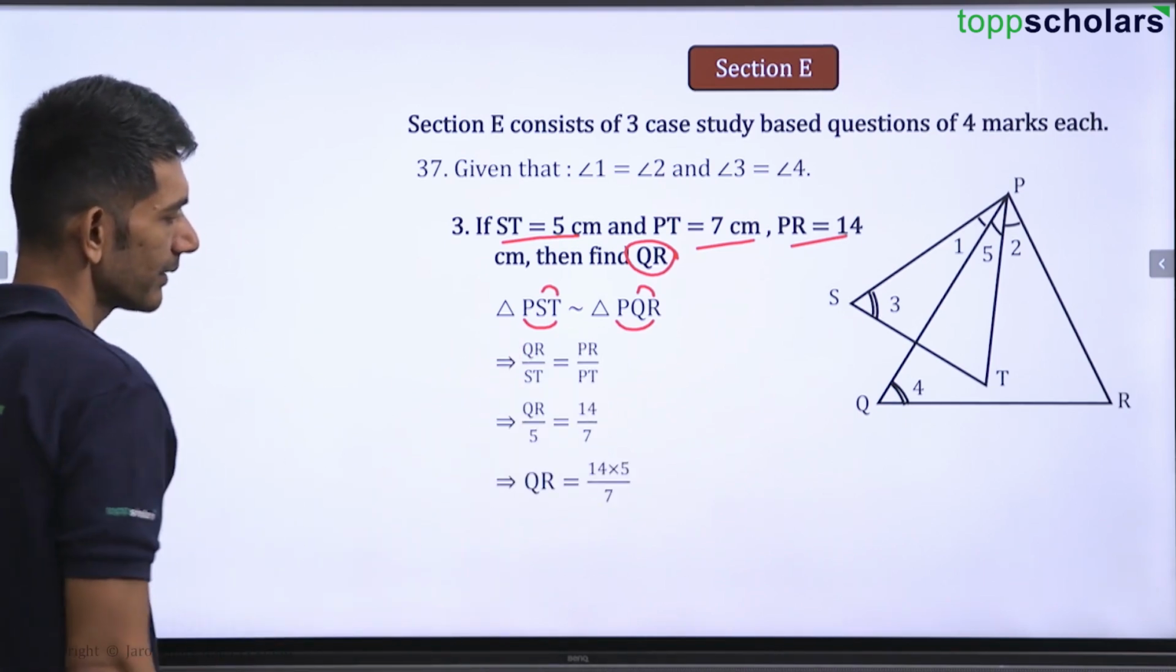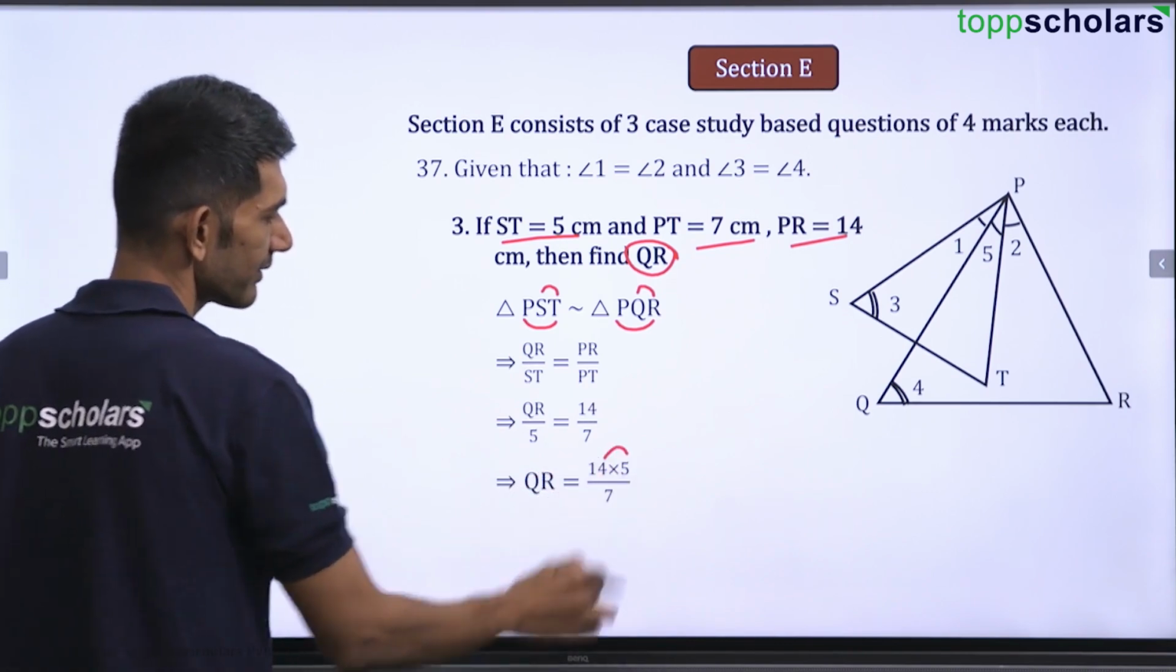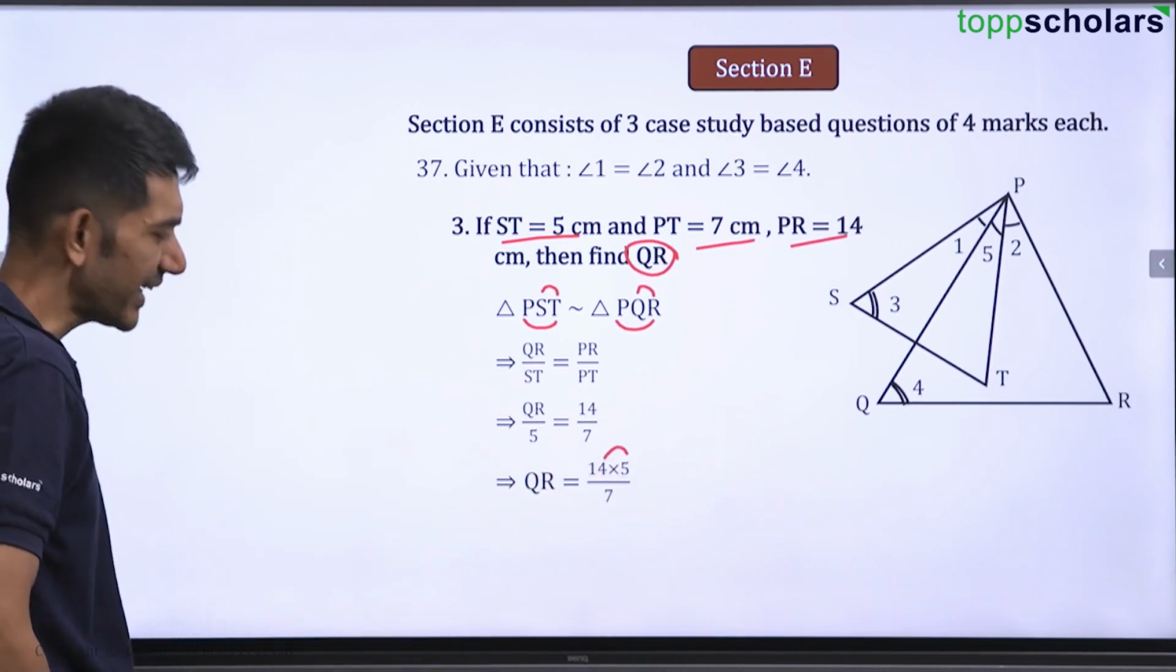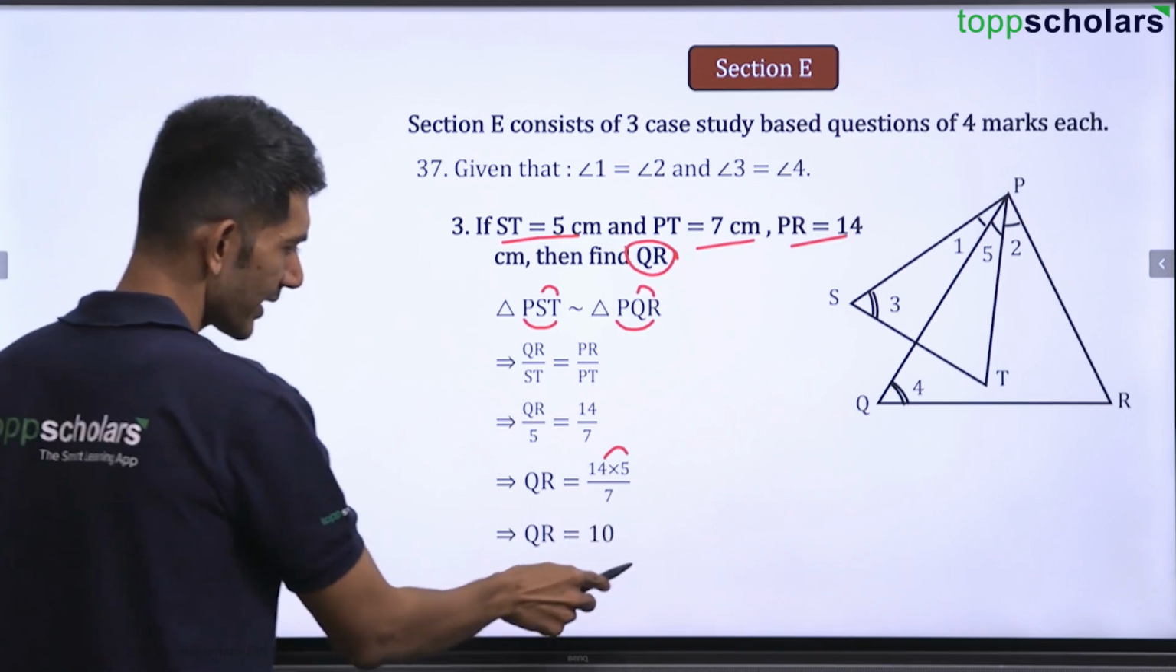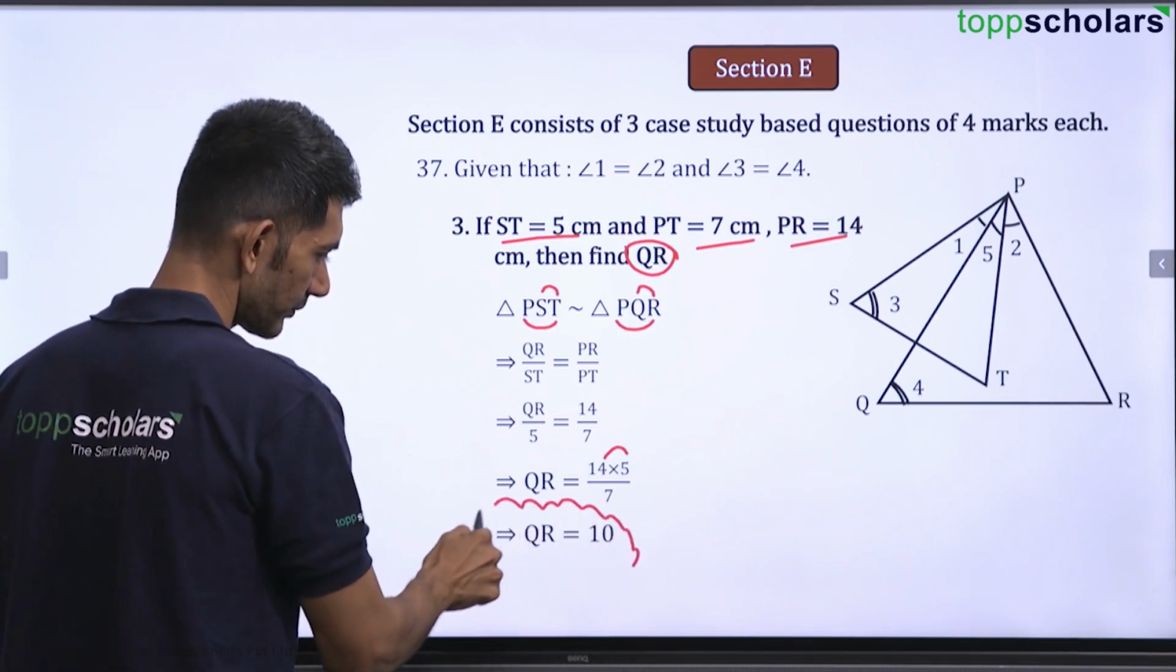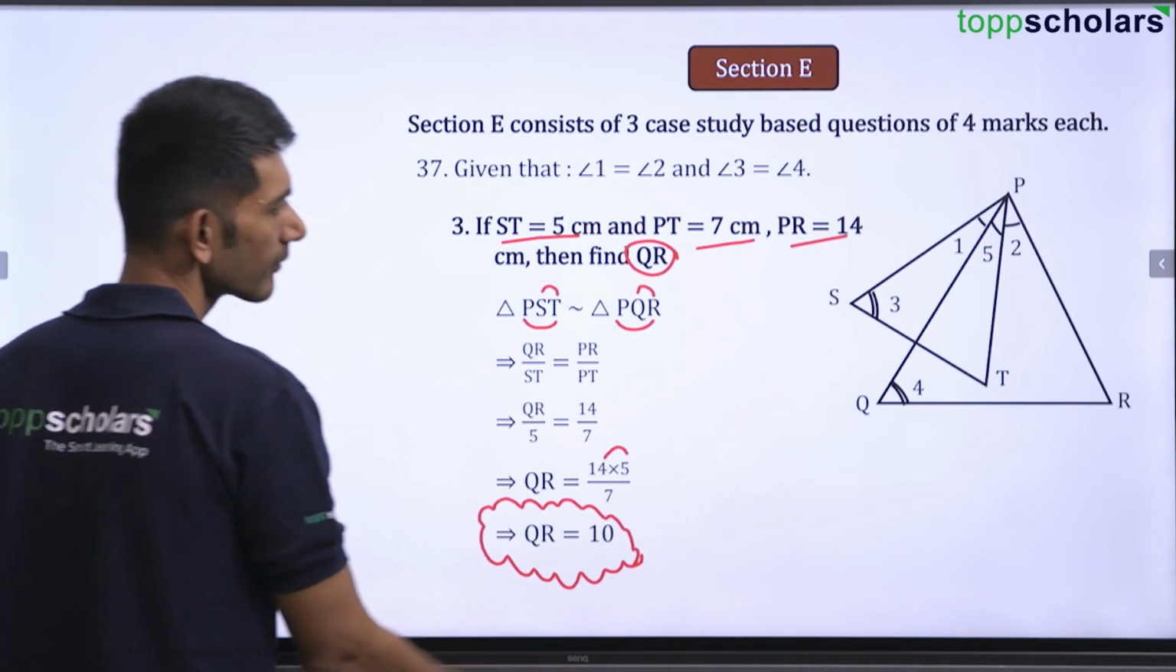Cross multiply. 14 5s are 70. 70 divided by 7 is 10. So QR is 10. Correct.